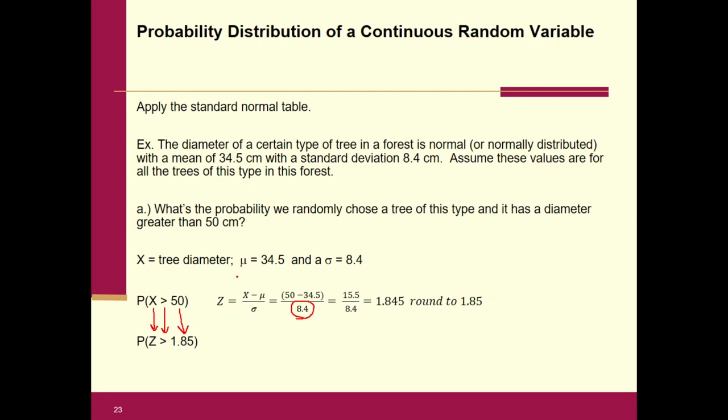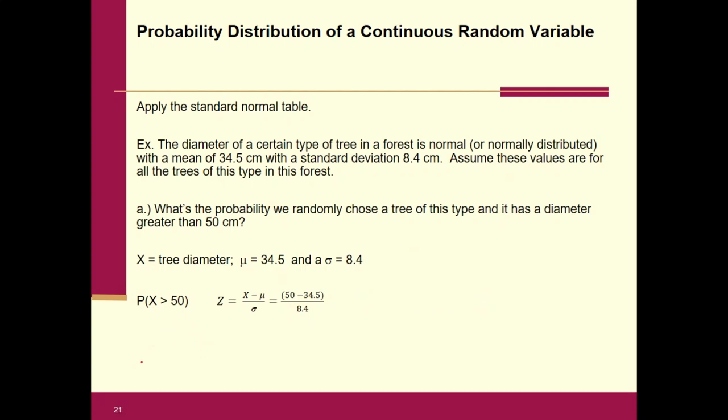So we don't have a normal table where mu is equal to 34.5, and certainly we don't have a table that has a sigma of 8.4. But we do have the standard normal table. And so notice, can we look this up? The answer is, of course we can.